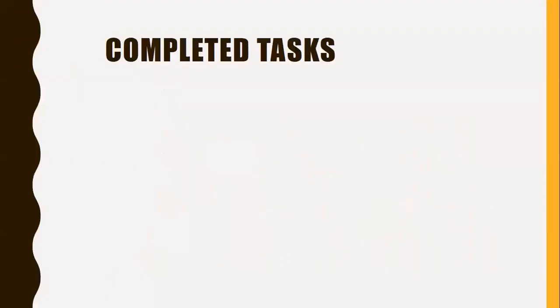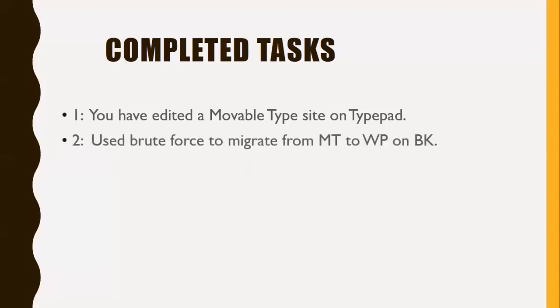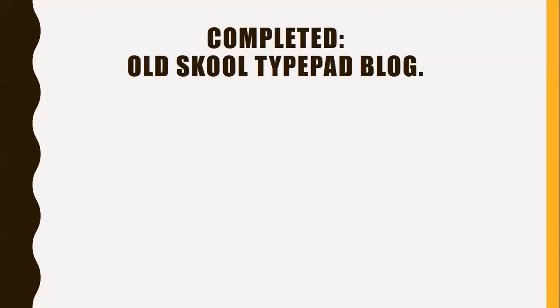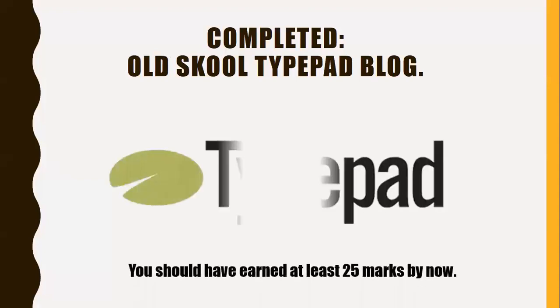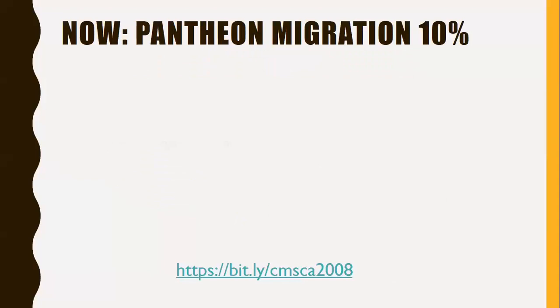So far in this module you've completed moving technology around with an old school Movable Type site using TypePad services by Six Apart. You also used brute force to migrate from Movable Type to WordPress on Black Knight. And now you should be happy with the marks earned with this old school migration. The Pantheon migration is worth 10%.